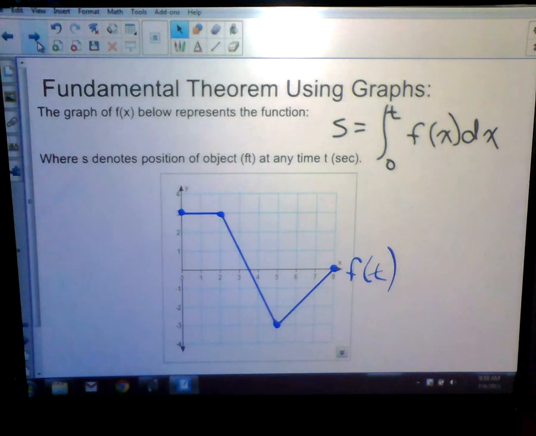Graphically. Take a look at this graph, take a look at the function, and take a look at what it means.